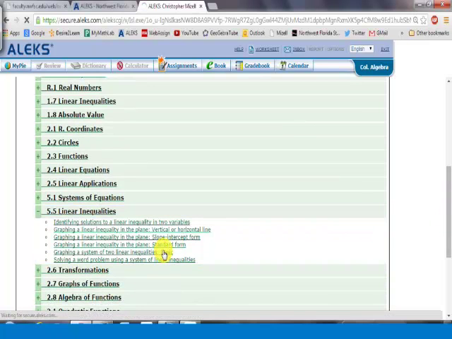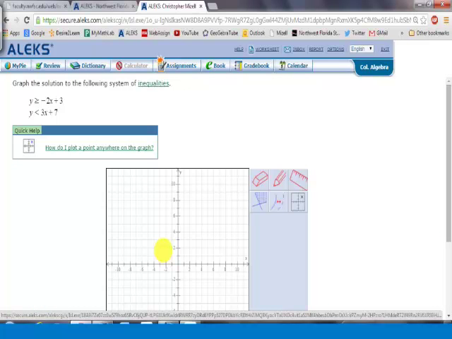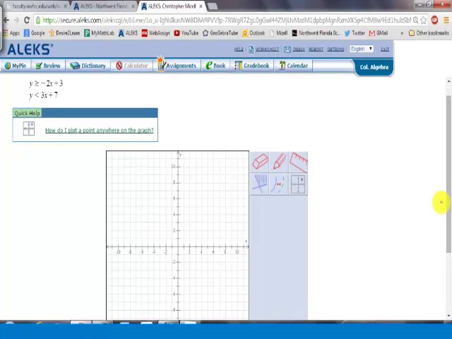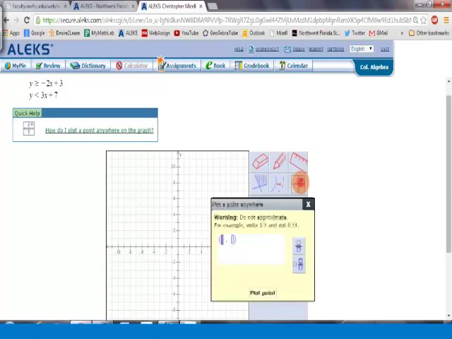System of two linear inequalities. Graph the solution to the following system of inequalities. So this is nice. They're both in slope-intercept form, so we shouldn't be stressed out too terribly much. Let's see if I can get this right. So I'll graph the first one by plotting 0, 3. That's the y-intercept of the top inequality.